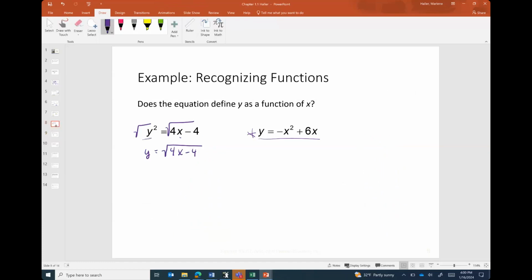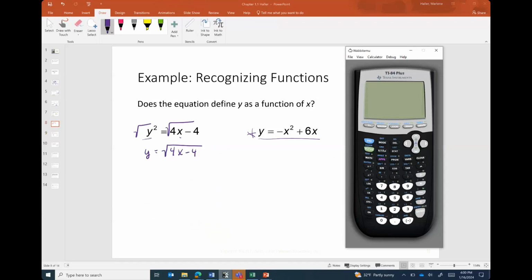So if we go back and look at these real quick and graph them, well, we could stick them in the graphing calculator and look at them that way. Let's go ahead and put them in.